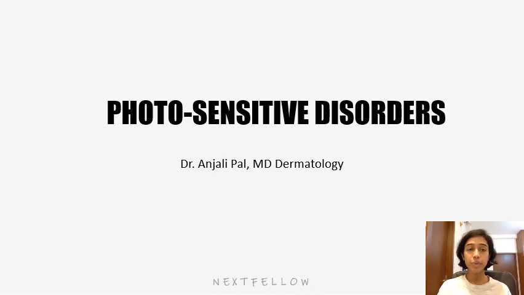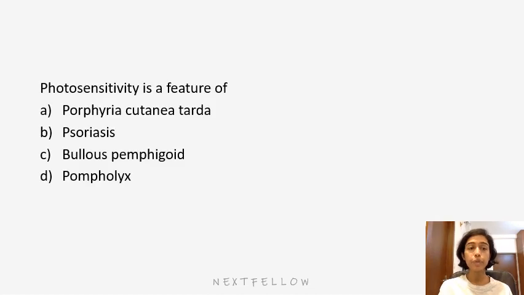So I'm going to cover a few questions on photosensitive disorders. Photosensitivity is a feature of Porphyria cutanea tarda, psoriasis, bullous pemphigoid, or pompholyx. So we already know psoriasis is not exactly photosensitive, though the Koebner phenomenon can occur in certain areas on UV light exposure. Bullous pemphigoid is not a photosensitive disorder, and neither is pompholyx. It's a type of endogenous eczema. So the answer is Porphyria cutanea tarda.